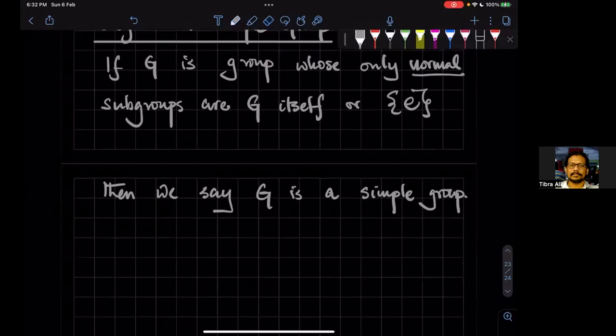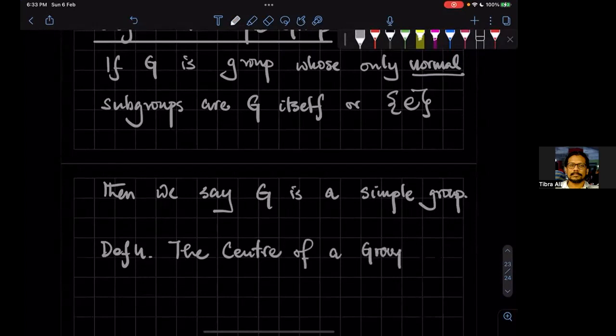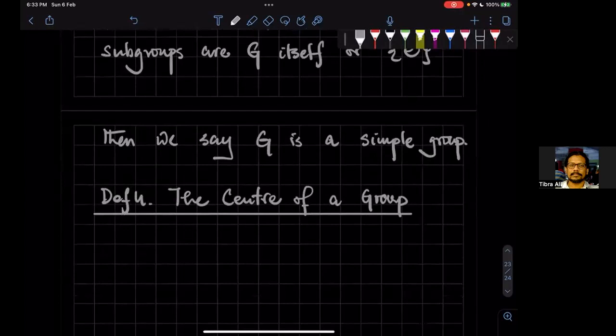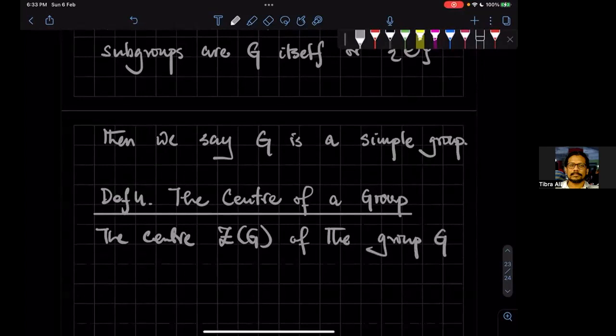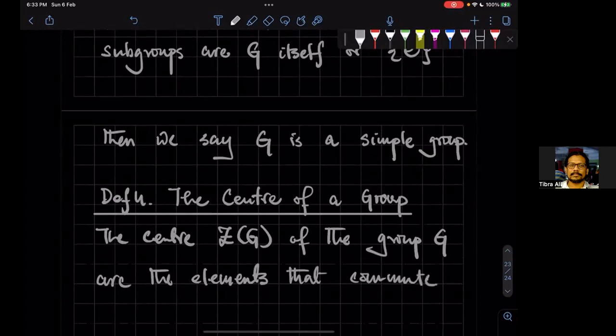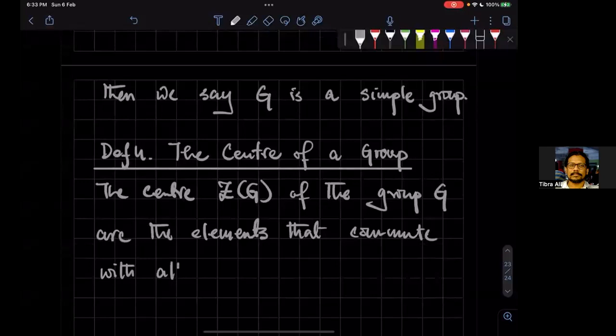Okay, so we defined a simple group. Another very important definition is the center of a group. So basically all the elements of a group that commute with all the elements of the group make up the center of the group. What do I mean? The center, Z(G), of the group G, are the elements that commute with all the elements of G.